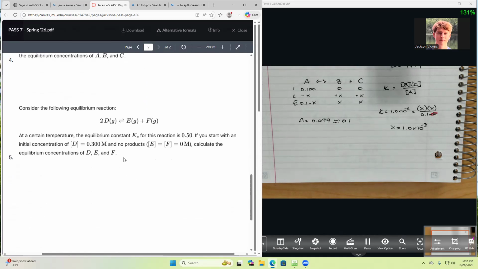You'll see the big difference here is that K is 0.5. And that's a number that's definitely not small enough for us to do our cool trick.